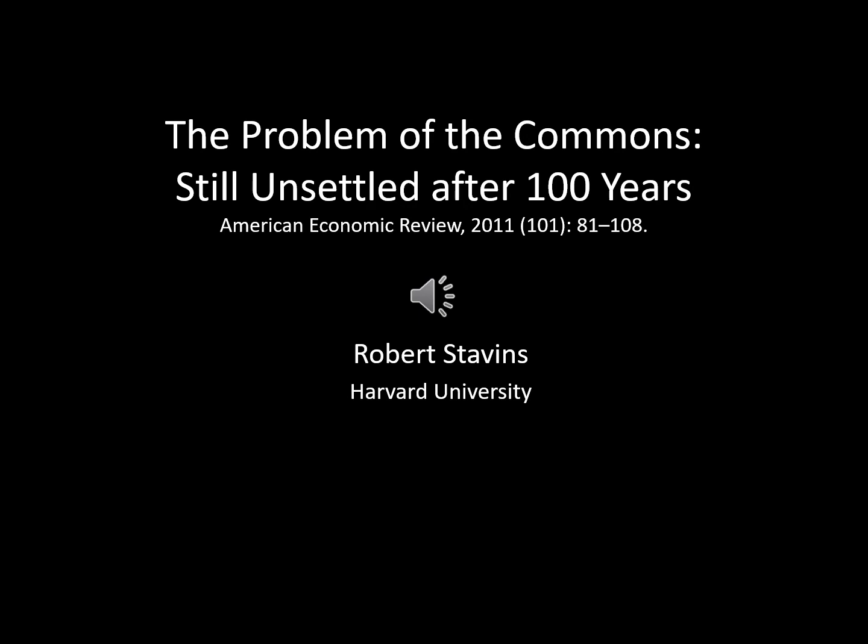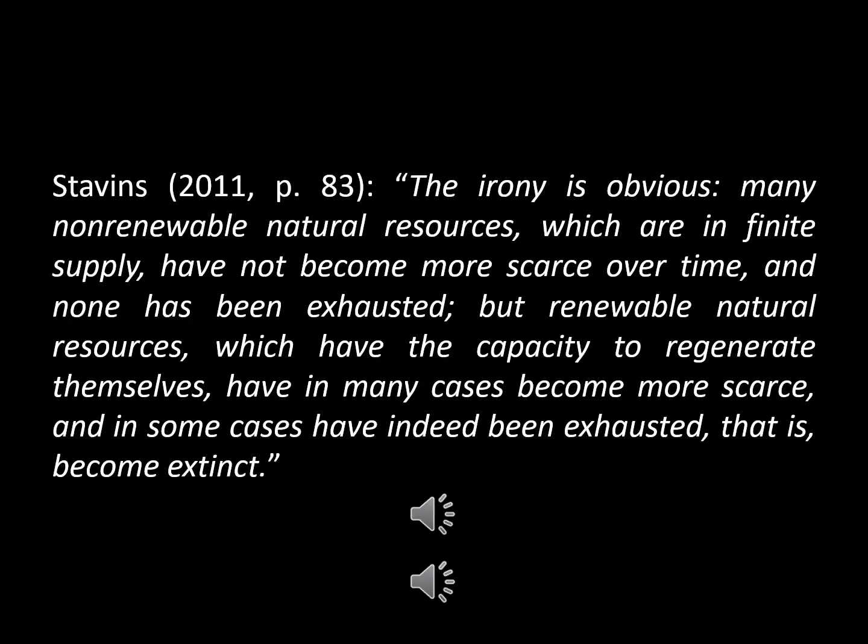Let us consider this problem of the commons in a bit more detail next with the help of Stavins. The review by Stavins describes a typical fisheries model and how the cap and trade type of individual transferable quota have seen some success in regulating fisheries. Stavins focuses his review on the economics of renewable resources, where on page 83 he writes, "The irony is obvious. Many non-renewable natural resources, which are in finite supply, have not become more scarce over time, and none has been exhausted. But renewable resources, which have the capacity to regenerate themselves, have in many cases become more scarce and in some cases have indeed been exhausted, that is, become extinct."